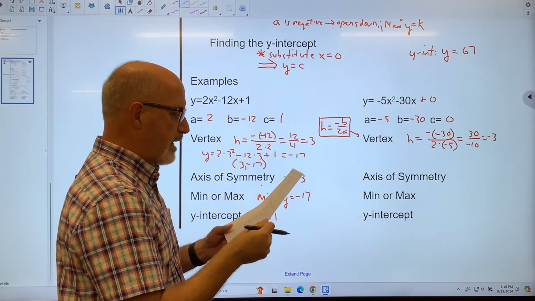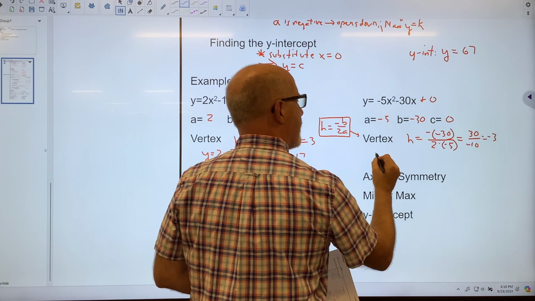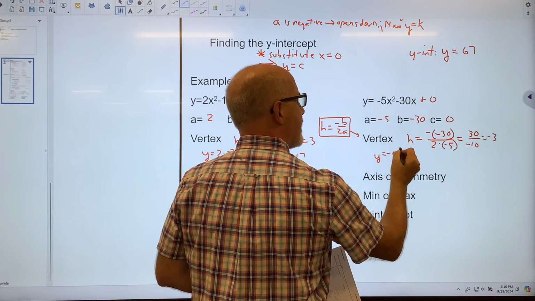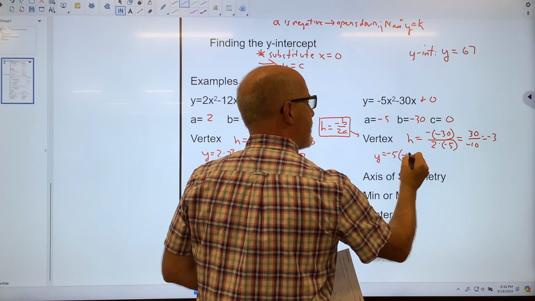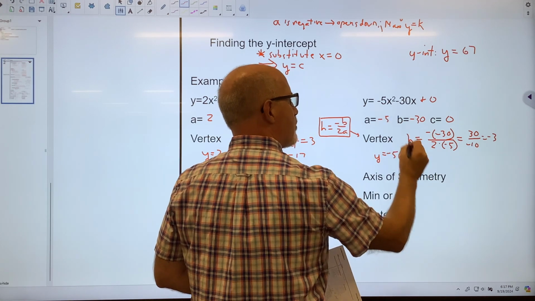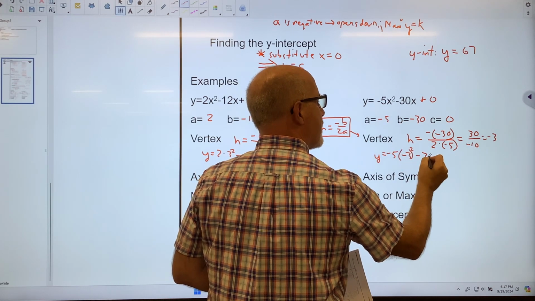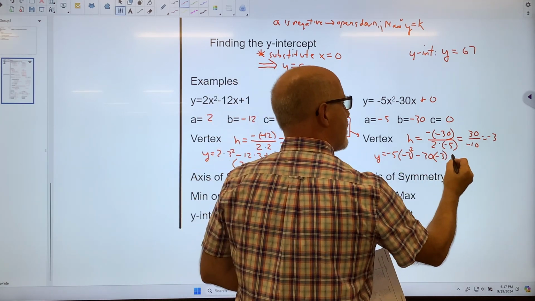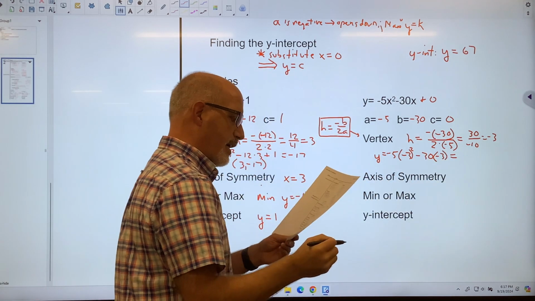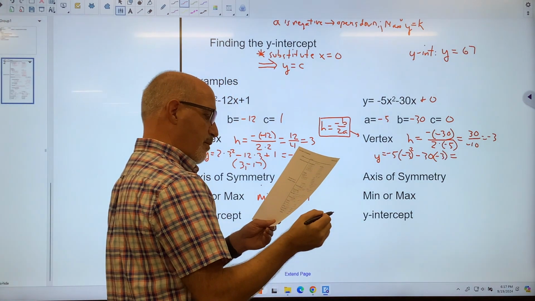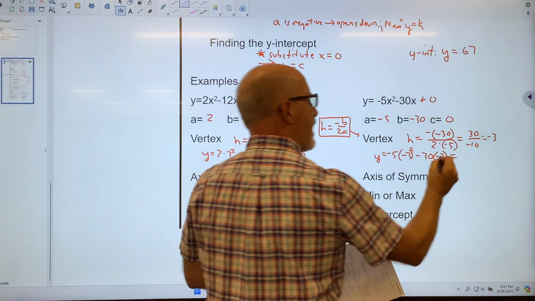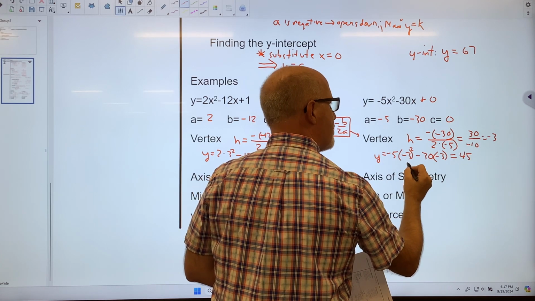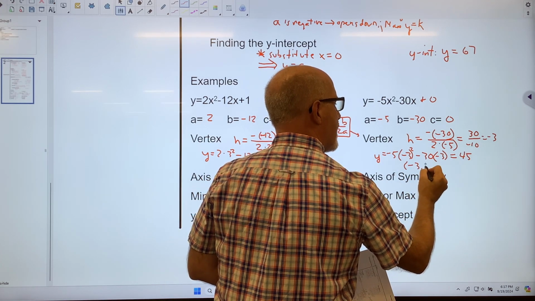Now we're going to put in -3 to get the y value at the vertex. So y equals -5 times -3 squared, put it in parentheses, minus 30, put in parentheses -3 because we're going to multiply it. When we calculate that, put it in our calculator and get the value, that's going to be a y value of 45. So my vertex is going to be -3, 45.